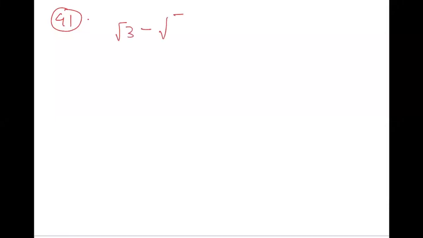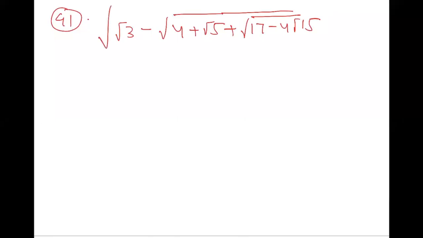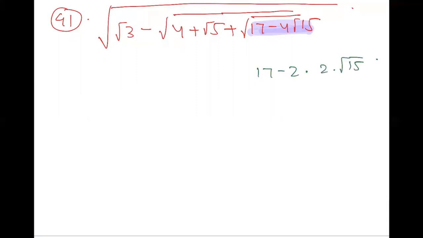41. Root 3 minus under root of 4 plus root 5 plus under root of 17 minus 4 root 15, all is in the under root, right? So first solve this one, right? 17 minus 4 root 15. 17, right, minus 2 into 2 into root 15. Right, the sum has to come to 17 with 2 and root 15 as factors. Sum will be 19, right?